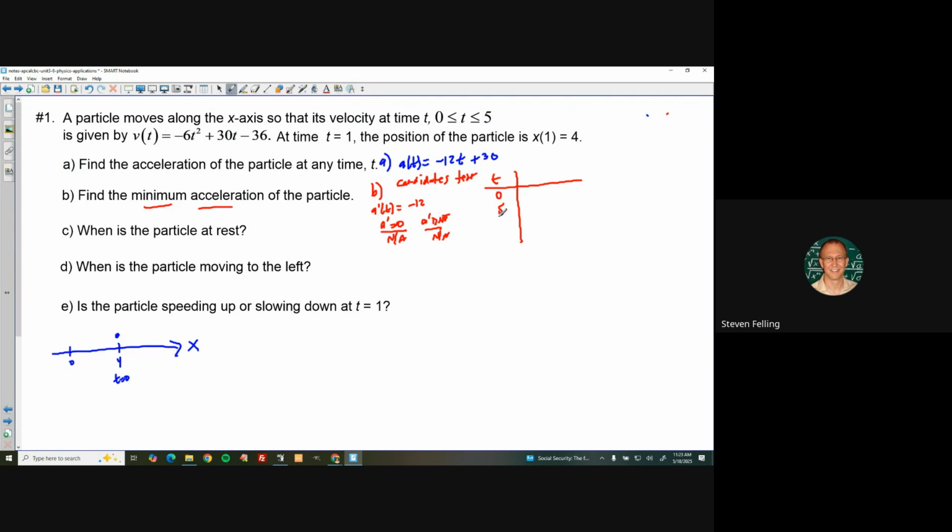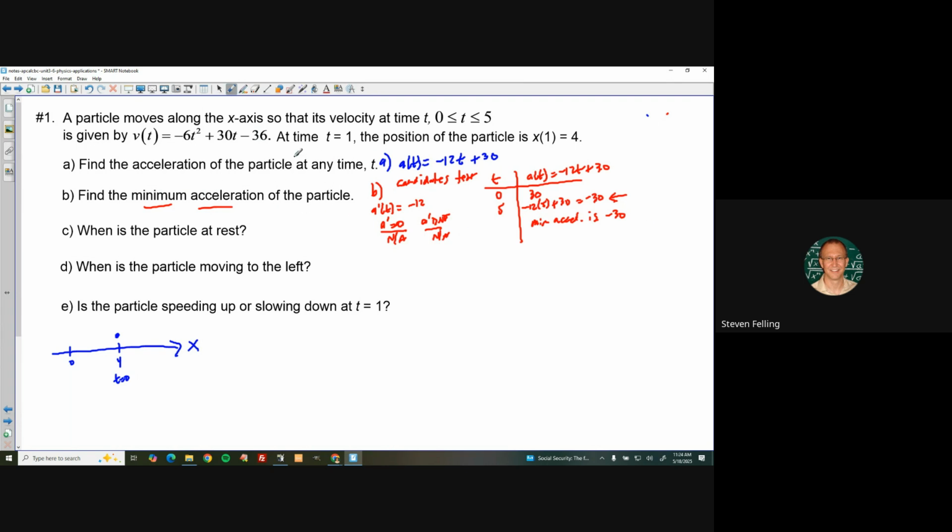So we're just plugging these in, and we're plugging them into the acceleration function, which is negative 12t plus 30. So that means when I plug a 0 in for time here, I get 30 as the acceleration. And then if I plug a 5 in here, that's negative 12 times 5 plus 30, which would end up being negative 30. Okay, since we're being asked for the minimum acceleration, that's this number. So the answer to part B is the minimum acceleration is negative 30.